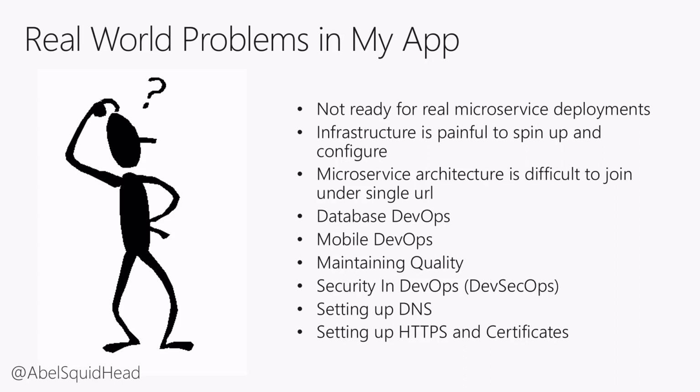And finally, since this is a real-world application, I need to set up DNS and HTTPS as well. Every time I spin up new infrastructure, I need new DNS settings, right? And this is what, 2020 now? We better have HTTPS, right? So how do I set up all this stuff and get everything working?